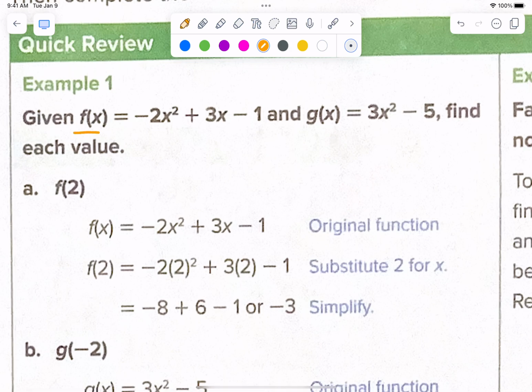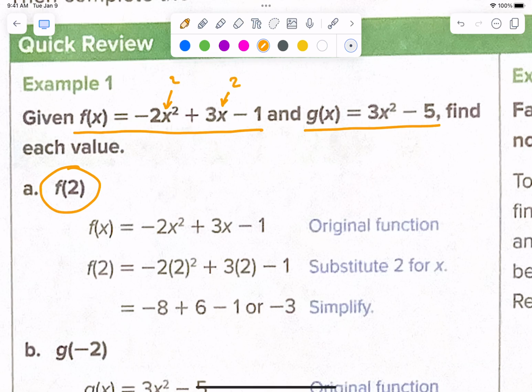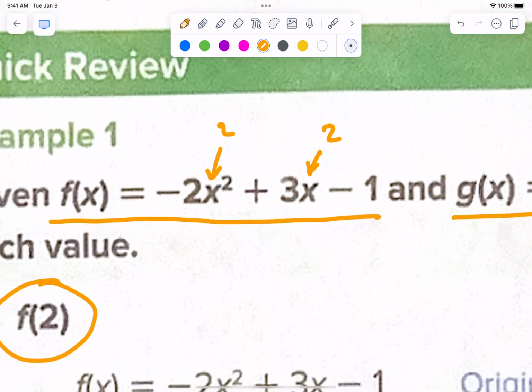They give us f of x is this function and g of x is this one. So they're not calling it y equals anymore. They call it f of x and g of x. Got it? If they say find f of 2, what does that mean? Plug 2 in for x. Plug 2 in for x on which one? The f of x right here. I'm going to plug 2 in there. Okay, so 2 goes here and 2 goes here. All right, and then we're going to solve. So negative 2, 2 squared, plus 3 times 2 minus 1.